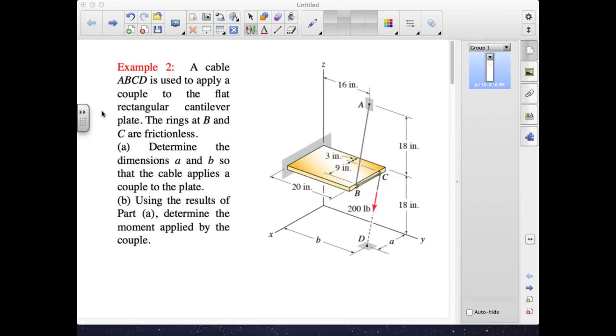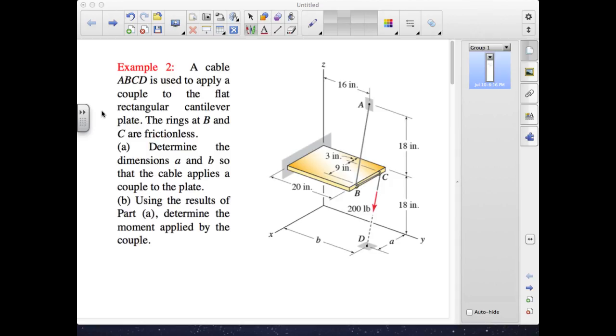The dimensions A and B have to be selected so that RAB and RCD are parallel. We can see that A and B are separated in Z by 18 inches. C and D are likewise separated in Z by 18 inches. This tells us the separation between C and D in X and Y should be the same as the separation between A and B in X and Y. In looking at the dimensions given in the figure, this tells us that A is 15 inches and B is 24 inches.